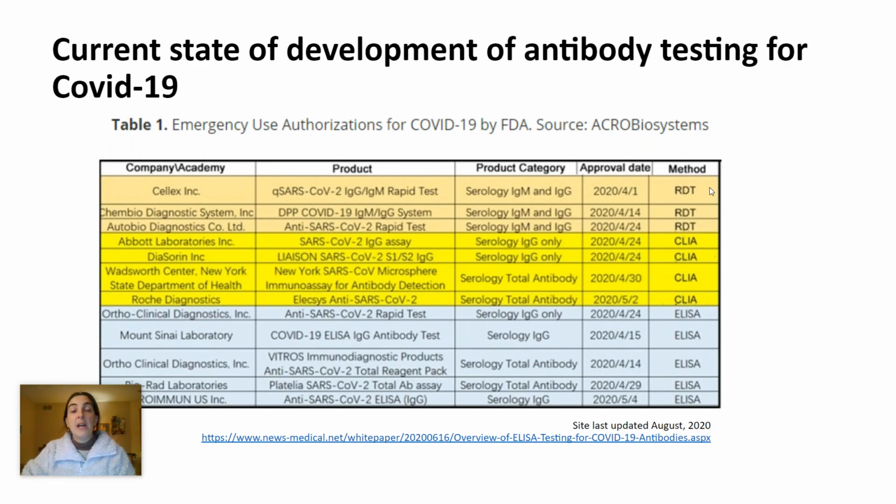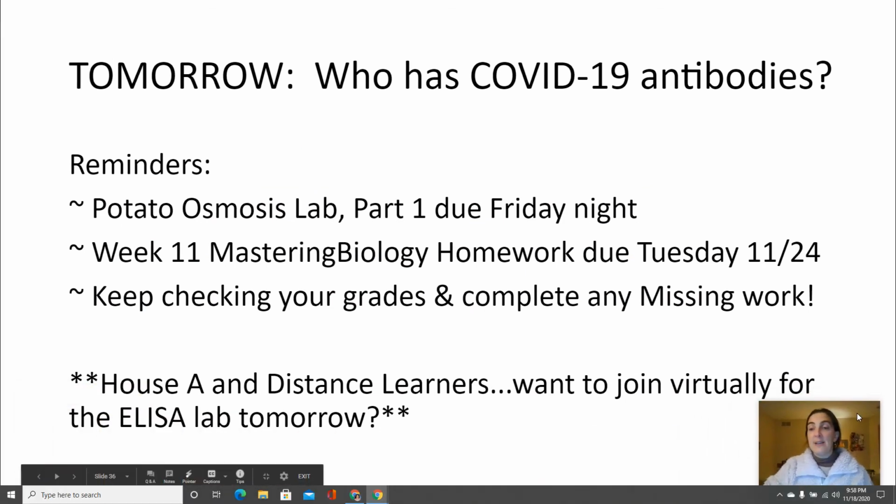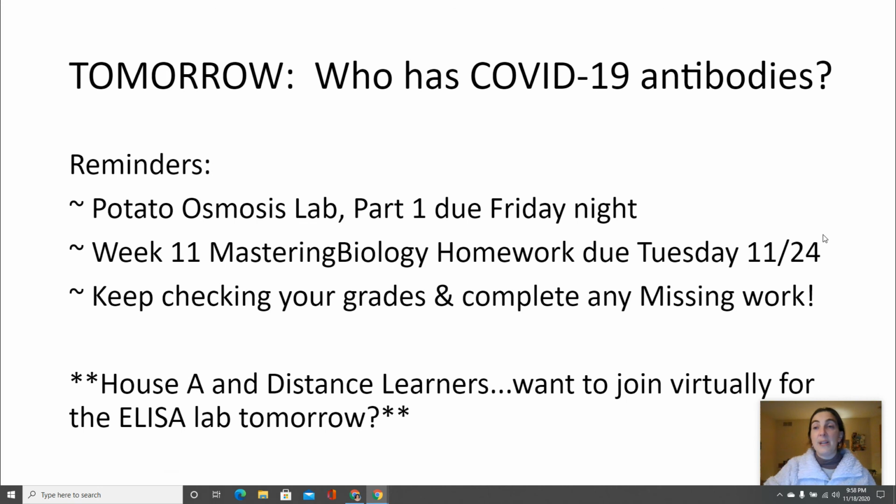This is a chart that I found that was published in August of 2020 that lists several of the tests. These are all antibody tests that were authorized for use for COVID-19. And you can see here at the bottom, 5 of them are these ELISA tests using this exact same procedure that we're going to be using in class. So tomorrow, we will do this lab to see who has antibodies for COVID-19. Like I said, not really simulated, but same procedure.